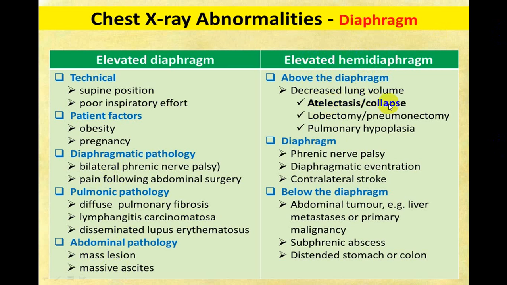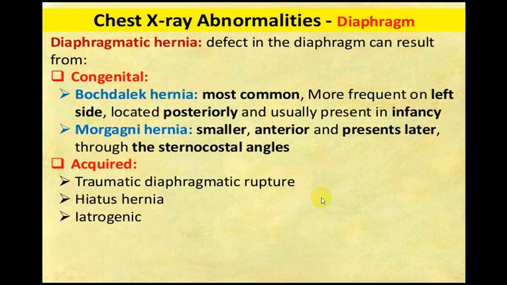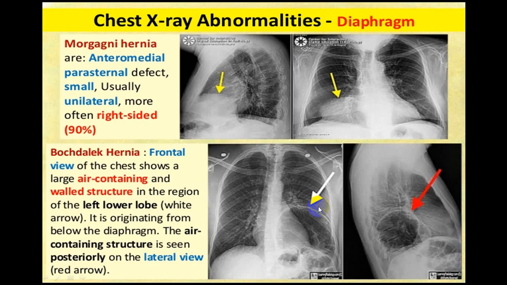If there is atelectasis or collapse on one side, lobectomy, pneumonectomy, or pulmonary hypoplasia. Diaphragm unilateral palsy, phrenic nerve palsy, eventration, or below the diaphragm, liver, subphrenic abscess, stomach if it is distended like pyloric stenosis, etc. In all those conditions, diaphragm level may be elevated, may be pushed from below.